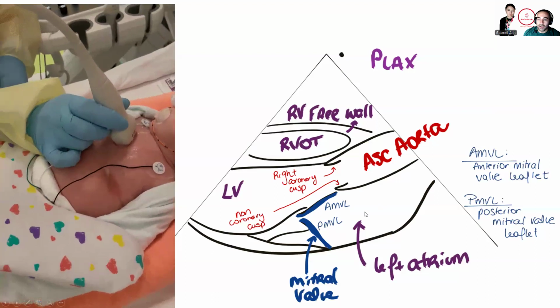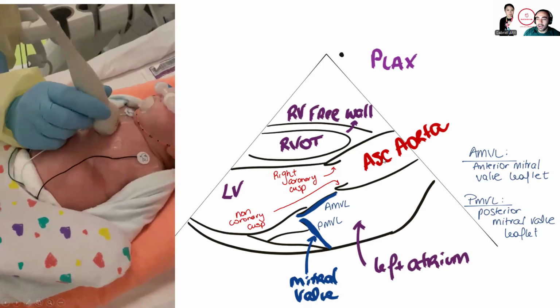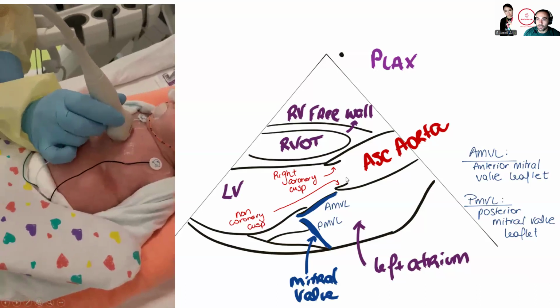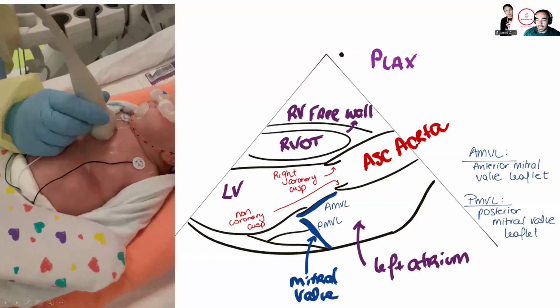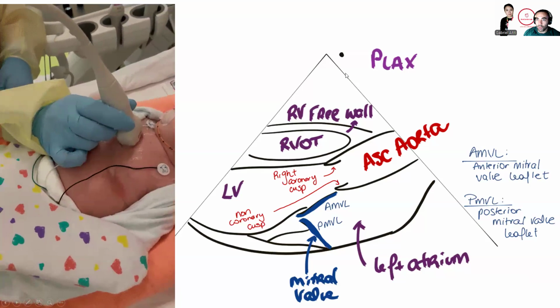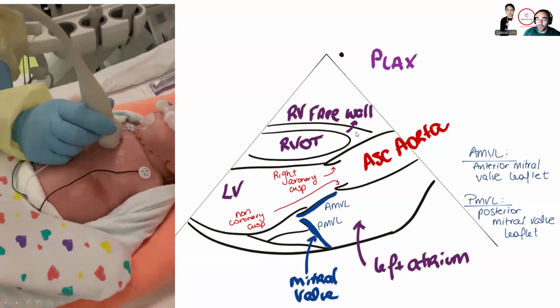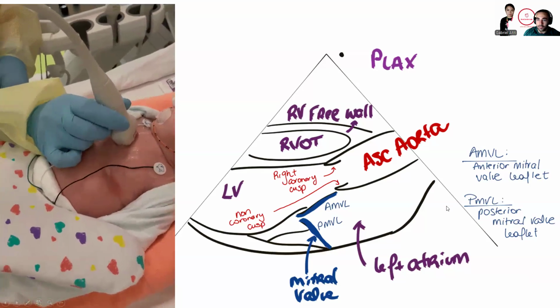You can see that you have the left atrium, then eventually the left ventricle, and then you have the left ventricular outflow tract with the aortic valve, and eventually you get the ascending aorta. And on top of it, which is closer to the probe, so more anterior to the chest, you get the RV free wall and the right ventricular outflow tract.